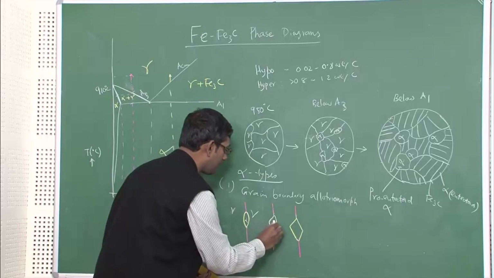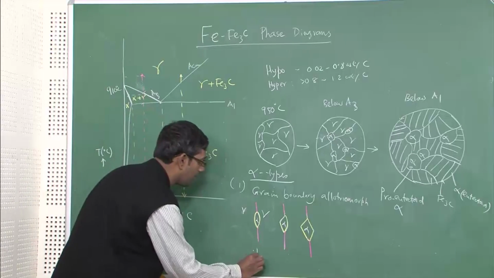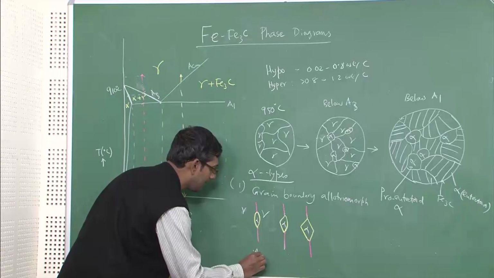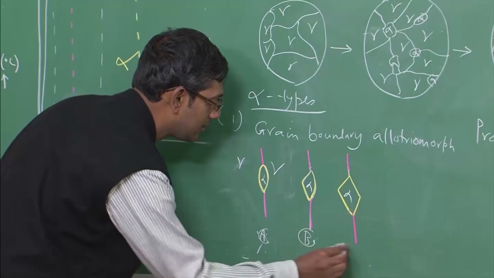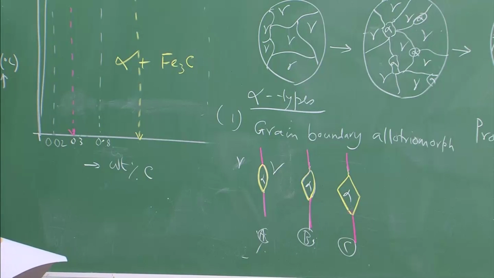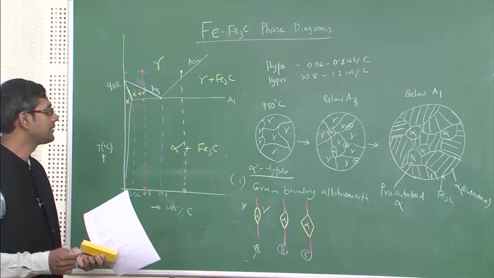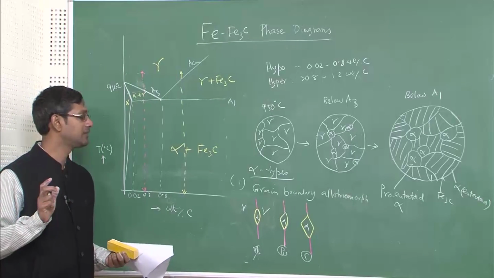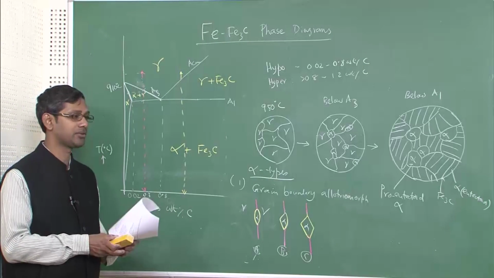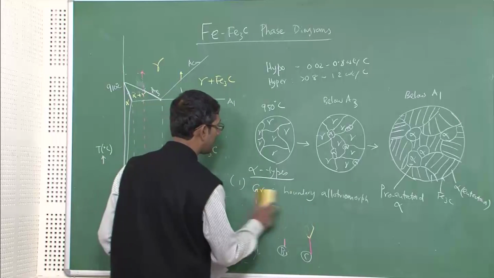So, this is alpha. I am drawing 3 variations, A, B, C, all of which are seen in a particular microstructure. So, these are the grain boundary allotriomorphs. It is the most widely seen feature in the microstructure. I will show you some pictures. The second one I am going to wrap up and write down.